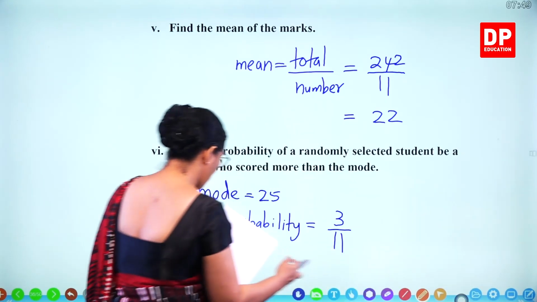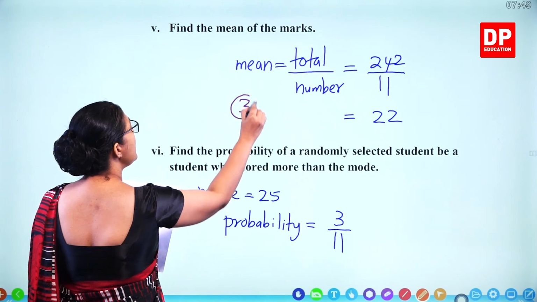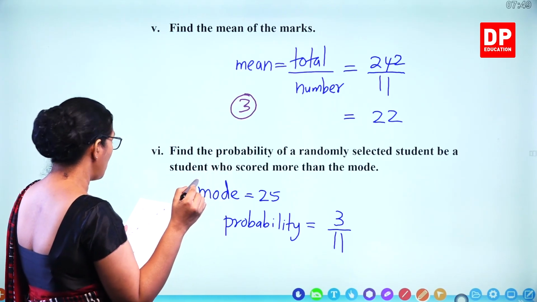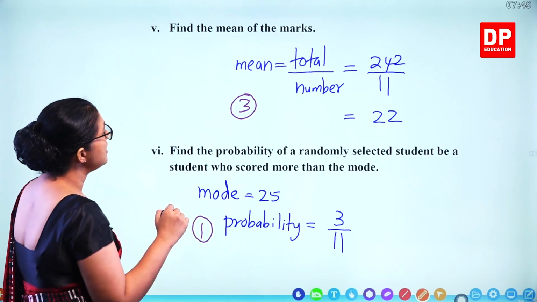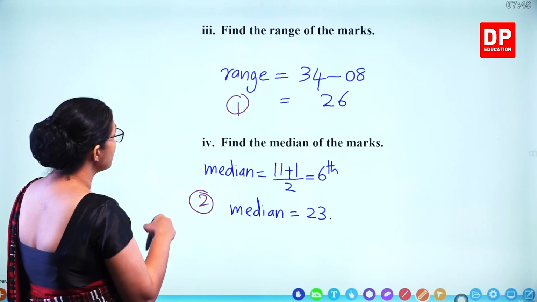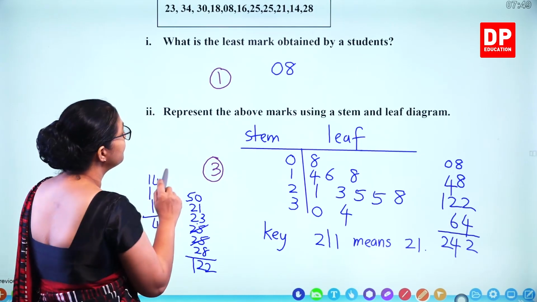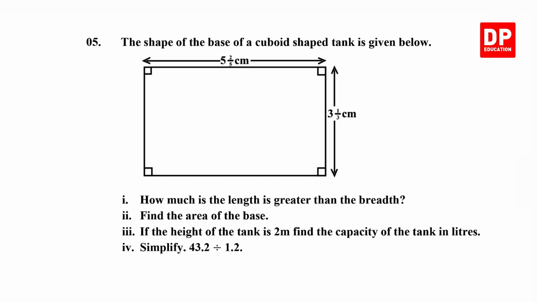So how many marks for these two steps? You get 3 marks for finding mean and 1 mark for finding probability. So 3 plus 1, 4. 4 plus 3, 7. 7 plus 4, 11 marks for that question.